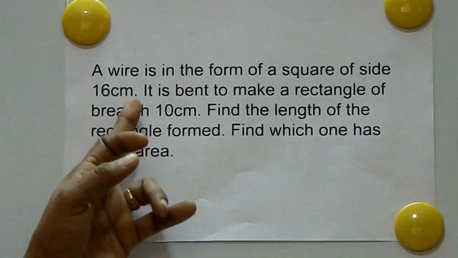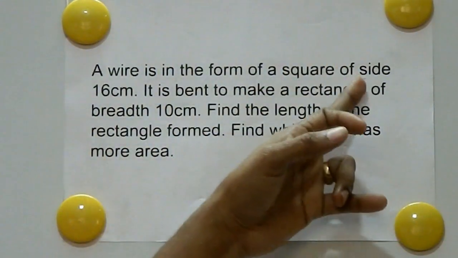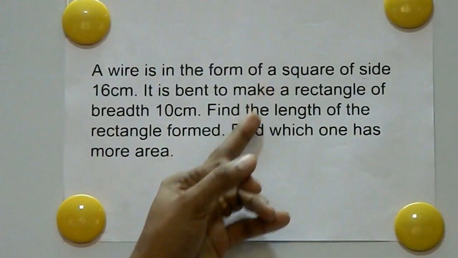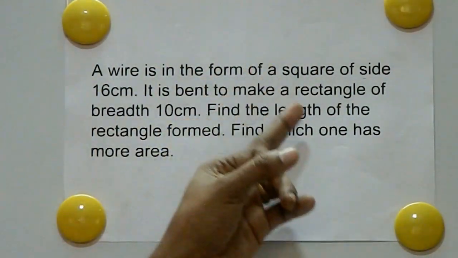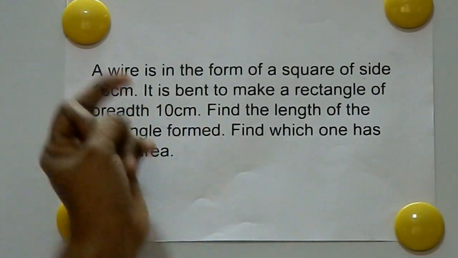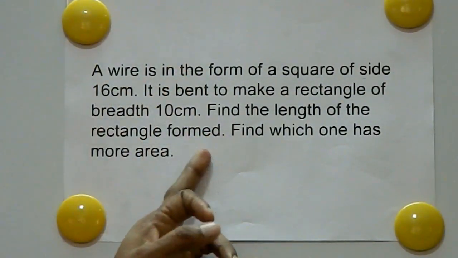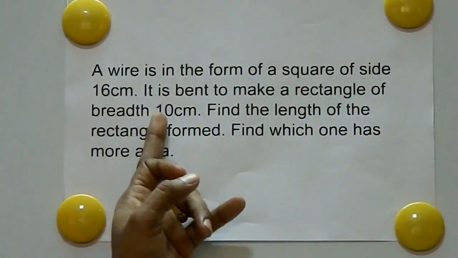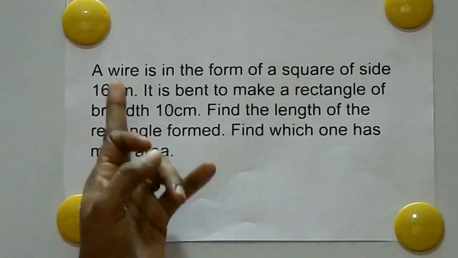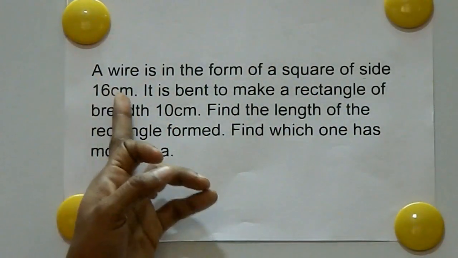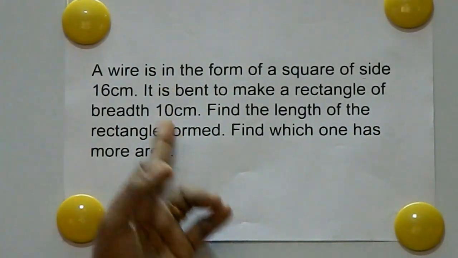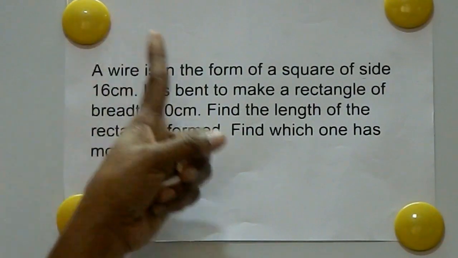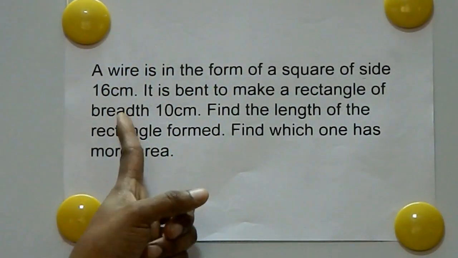In this question, they have given a square of side 16 cm. That means the side of the square is given. We know the area of a square is side multiplied by side and the perimeter is 4 into side. That's why the side is given for the square. It is bent to make a rectangle of breadth 10 cm, and the breadth of the rectangle is also given. This same wire is transforming to a rectangle. That's why the perimeter of the square and the perimeter of the rectangle will be equal in this problem.